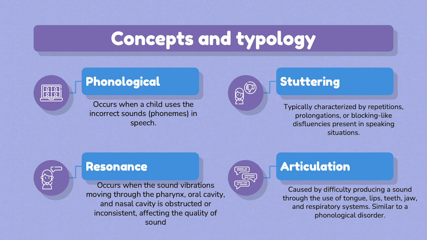Resonance occurs when the sound vibrations moving through the pharynx, oral cavity, and nasal cavity are obstructed or inconsistent. Affecting the quality of sound, speech may produce a hoarse sound. Articulation is caused by difficulty producing a sound through the use of the tongue, lips, teeth, jaw, and respiratory systems. Similar to a phonological disorder, it can be characterized by sound substitutions.